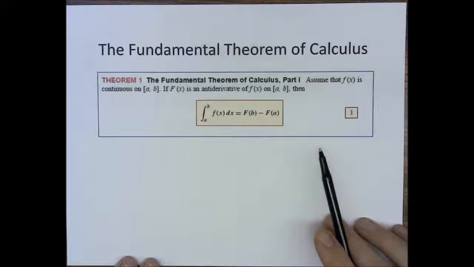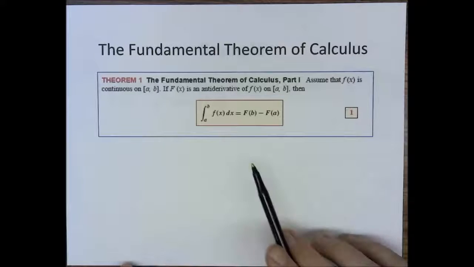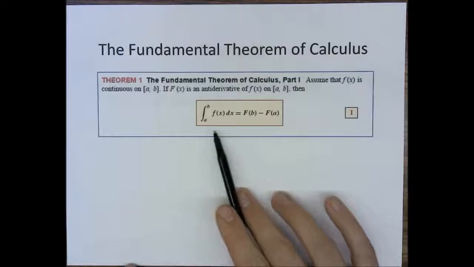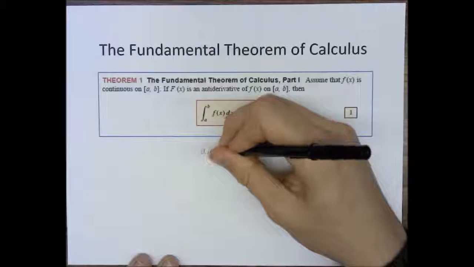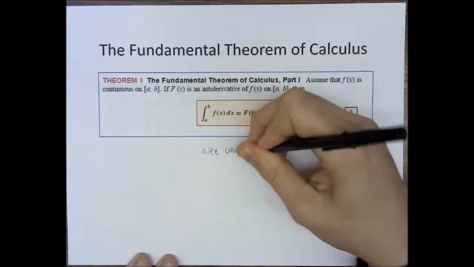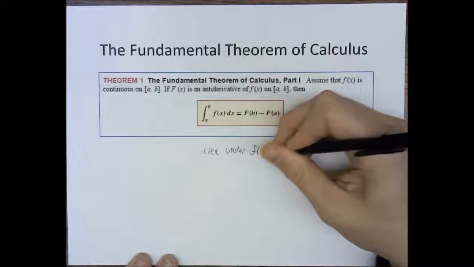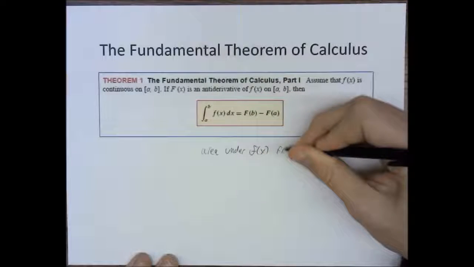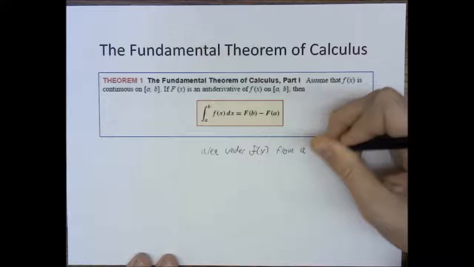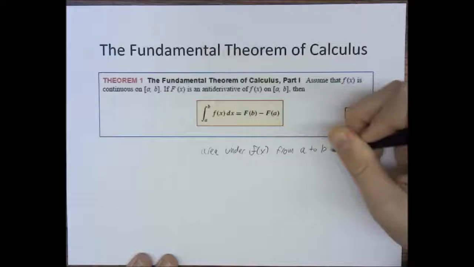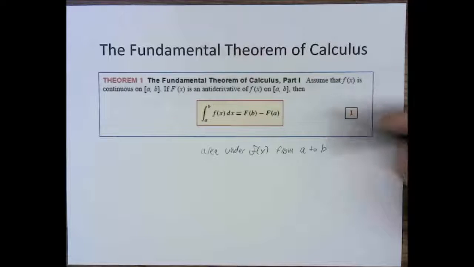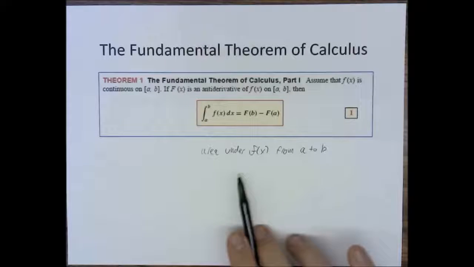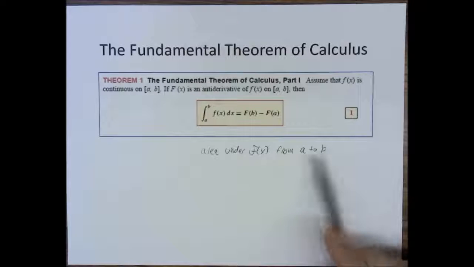Another way of saying this: the integral from a to b of f of x is the same thing as the area under f of x from a to b. These two statements are exactly the same thing. So if they ask you to find the area under f of x from a to b, really they're just asking you to take the integral from a to b.